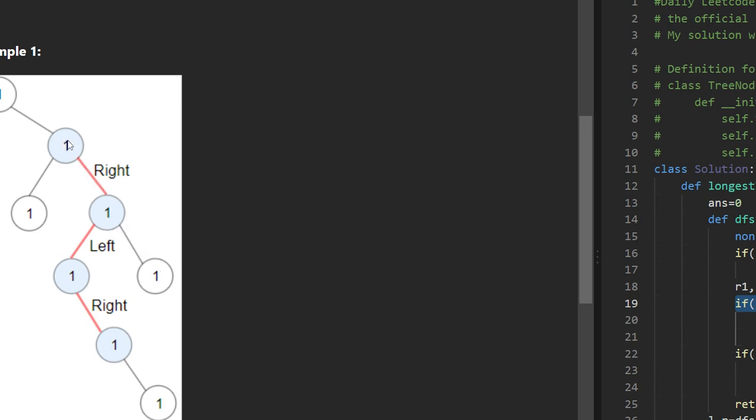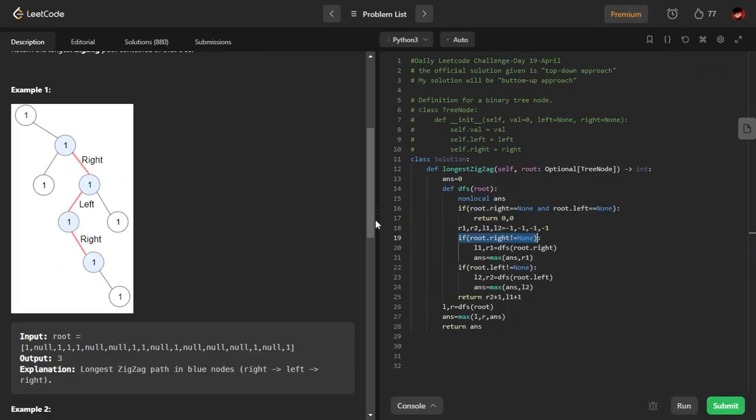See, I am at 1 here. I am considering my right child currently. My right child will have either a path coming from its left or a path coming from its right. I cannot consider the path coming from its right further because this itself is a right child. Only the path coming from its left, I have to consider further. The path coming from its right, we will have to end there. Whatever is the length that I have to consider, maybe that could have been the answer, so I will just consider it to find if it's greater than my max. So this was the idea.